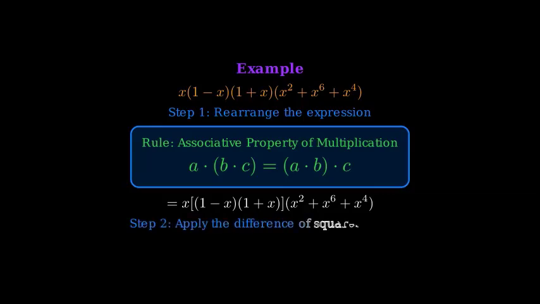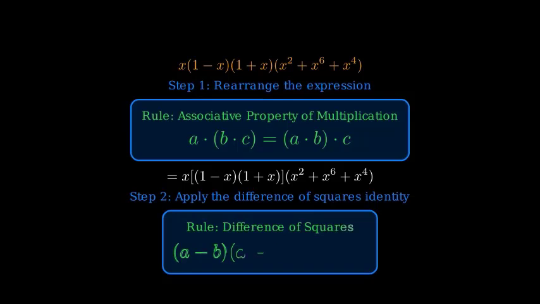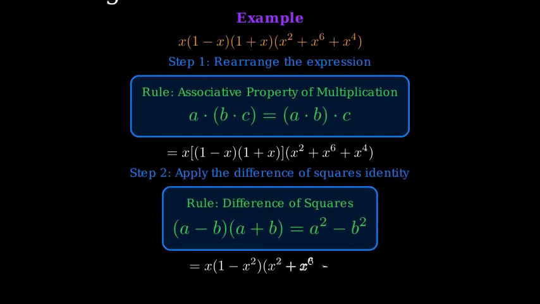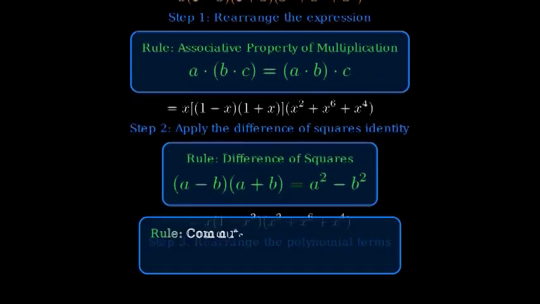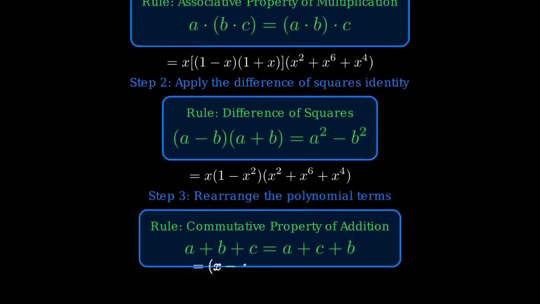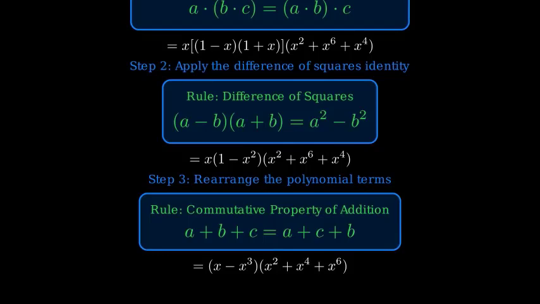Now, we'll apply the difference of squares identity to simplify (1 minus x) times (1 plus x). This gives us 1 minus x squared. Next, let's rearrange the terms in the third factor to put the powers in ascending order, which will make our next steps clearer. So we have x squared plus x to the 4th plus x to the 6th.